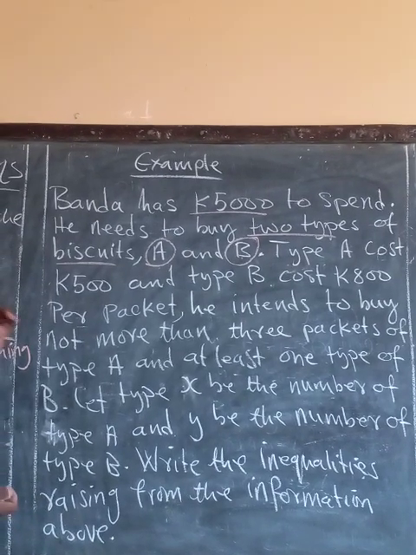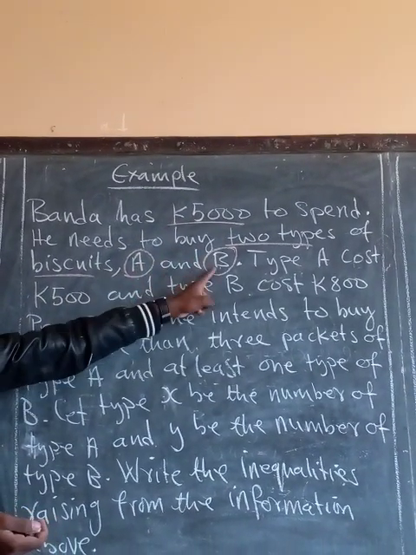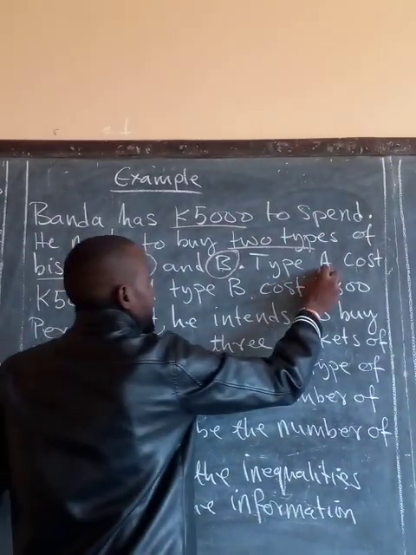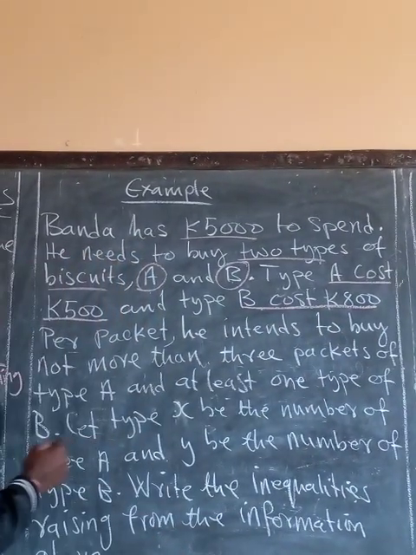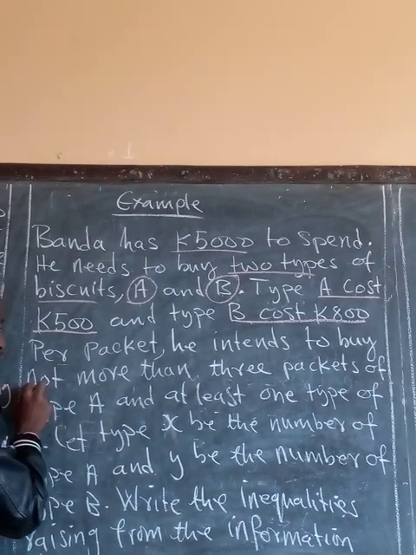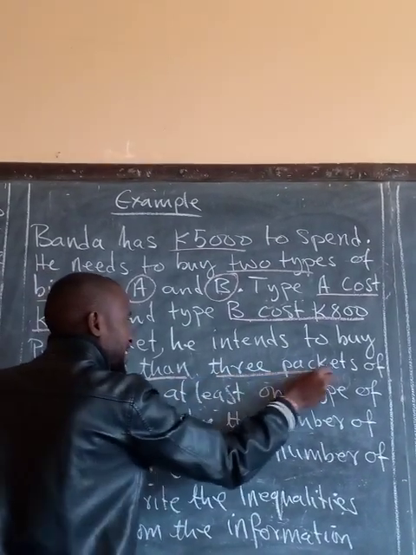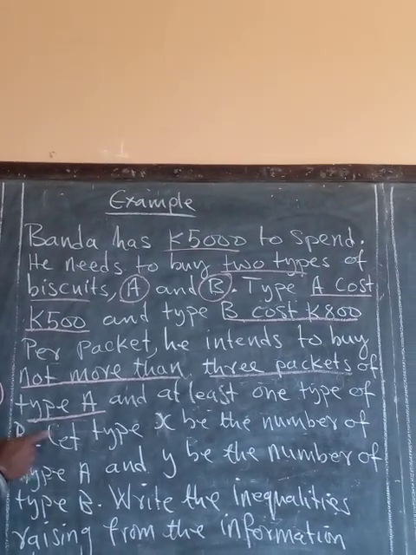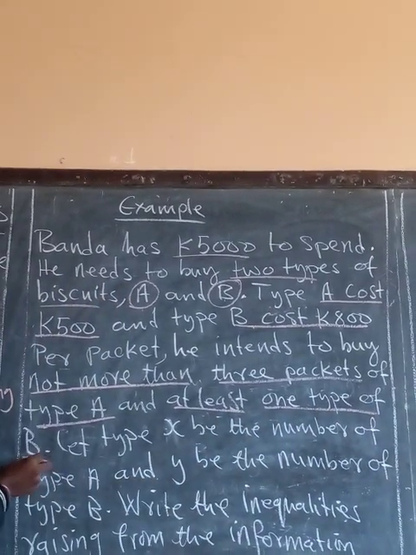Already we know that Banda has this amount, 5,000 kwacha, to buy 2 types of biscuits, A and B. Type A costs 500 kwacha, and type B costs 800 kwacha per packet. He intends to buy not more than 3 packets of type A, and at least 1 of type B.